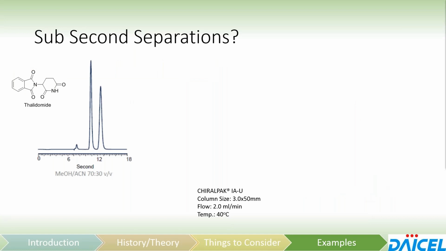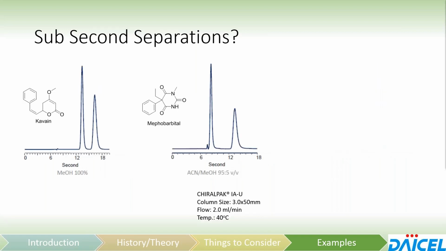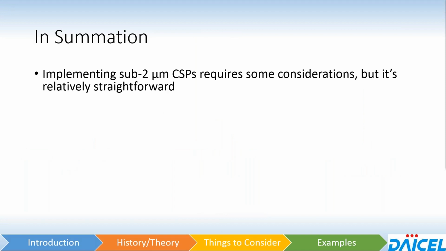Sub-second separations, getting close. Thalidomide, you might be familiar with thalidomide. Hexabarbital and Wineland-Mischler ketone, they're all approaching at least 10 seconds. Cavane and methobarbital and this imidazole at the end here. Certainly methobarbital in the center here has a lot of room for optimization and could probably get close to at least sub 5 second. Probably getting close to sub-second. So there's a lot of good applicability. There's a lot of good things that can be achieved with our sub 2 micron columns.